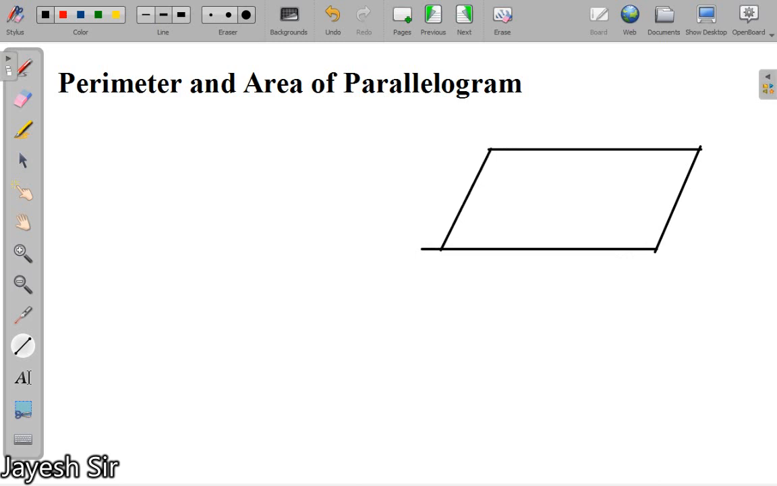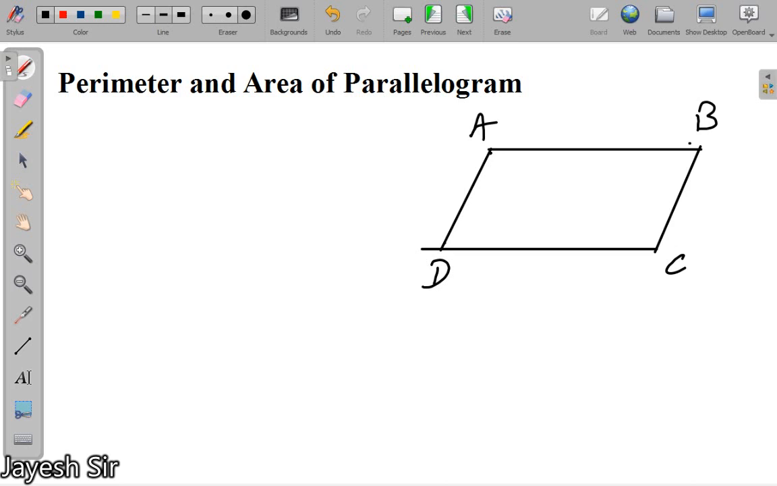This here is a parallelogram, A, B, C, D. So what is a parallelogram? A parallelogram is a quadrilateral in which a pair of opposite sides are equal as well as parallel. That means length AB and length DC are equal, as well as AB is parallel to DC. Secondly, BC and AD are equal, as well as BC is parallel to AD. So this is what a parallelogram looks like.